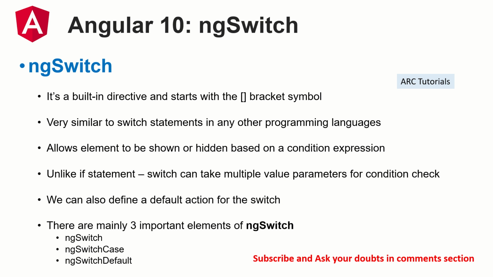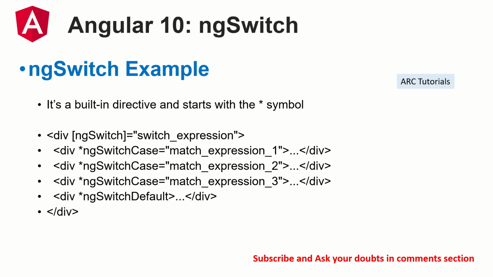There are three main important elements of ngSwitch. One is ngSwitch, then ngSwitchCase, and the other is ngSwitchDefault. Let's see how to use them. This is a little bit of code syntax for your reference. You have ngSwitch, which you write in the square brackets when you pass the expression. Then you pass the switch cases, which means if it matches this expression, 1, 2, 3, 4, 5, and so on. And finally, you can also have something like default: if nothing matches, do this. That's the pseudocode for your reference.